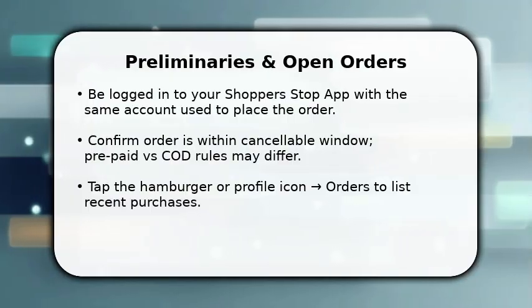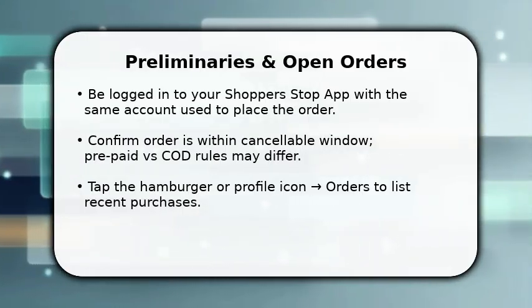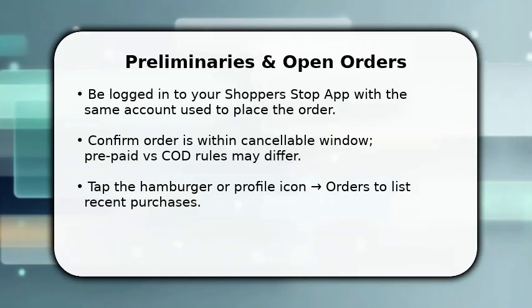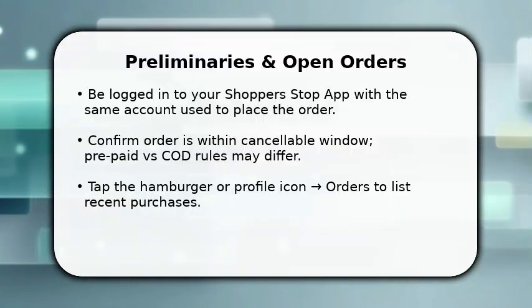You should already be signed in and using the same account that placed the order. This matters for refunds. Once open, go straight to Orders from the menu so you see your active purchases. Check the order date and payment type because cancellation windows vary by item and by prepaid versus cash on delivery.